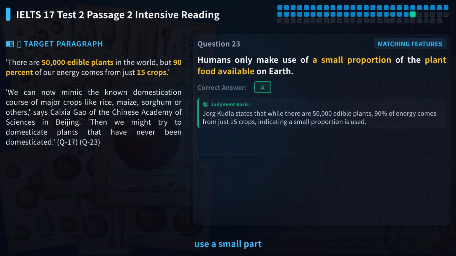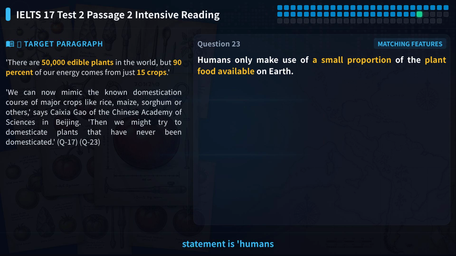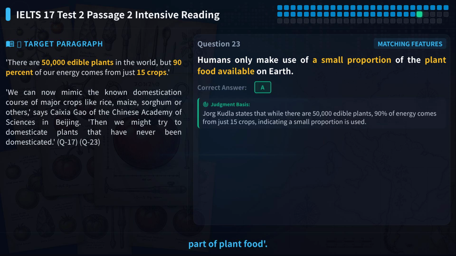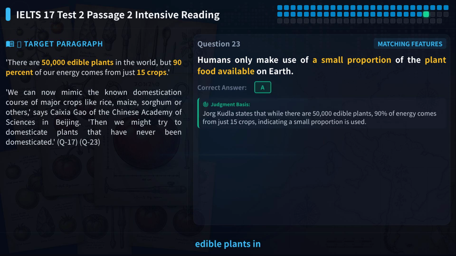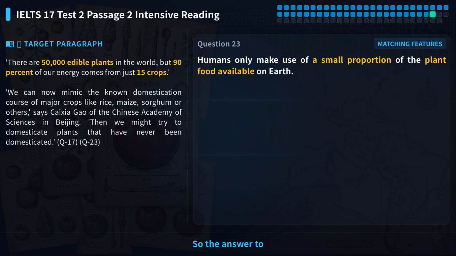Humans only use a small part of the plant food available on Earth. Please pause the video and choose the correct person from A to D. The core of the statement is humans only use a small part of plant food. Keywords are small part and plant food. At the end of paragraph A, Georg Kudla says, there are 50,000 edible plants in the world, but 90% of our energy comes from just 15 crops. This directly supports the statement. So the answer to question 23 is A.